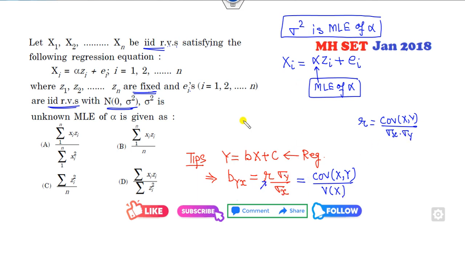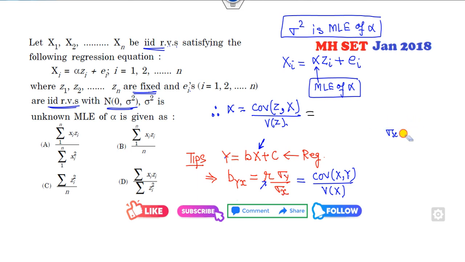Now that means alpha. What does it mean? Alpha will be my b here. So covariance, what is the x? If you compare them, x is my z, y will be my left hand side, y is my x, divided by variance of the x. X is my independent variable, so in this case it is my variance of z. So that's the answer. Now how can you write this component?